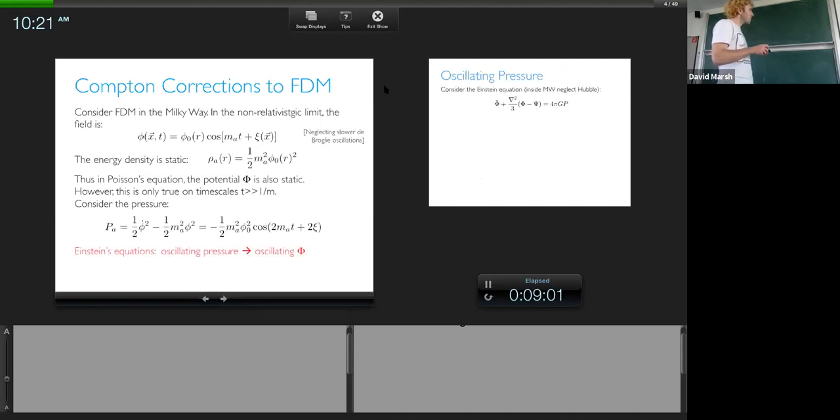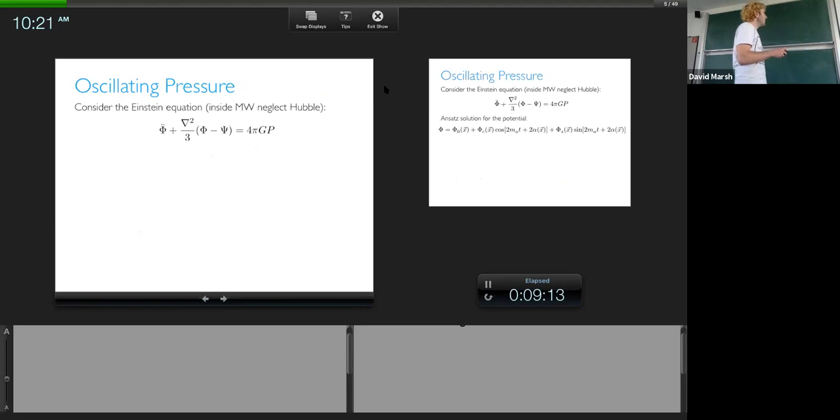So when we substitute this into Einstein's equation, which I'll do on the next slide, you find that an oscillating pressure leads to oscillating contributions to the gravitational potential. So how does that happen? Here is the relevant Einstein equation.